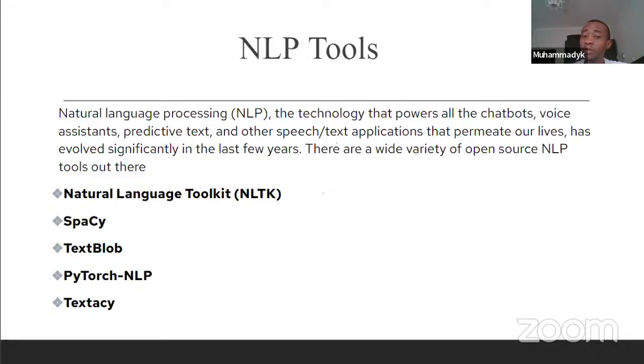So yeah, natural language processing powers a lot of advanced tools these days. So we have people that use natural language processing in building chatbots, voice assistants, predictive text, speech and text applications. All of these natural language driven applications permeate our life, and they have been evolving significantly in the last few years.